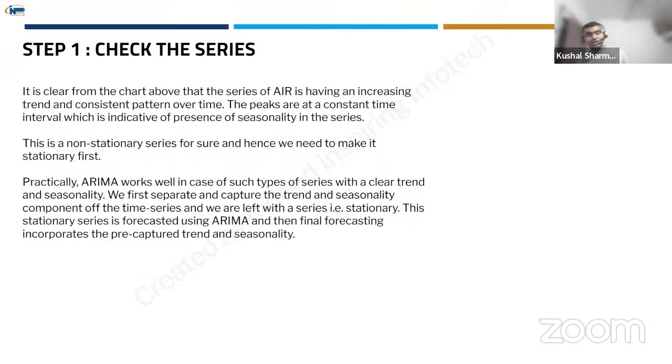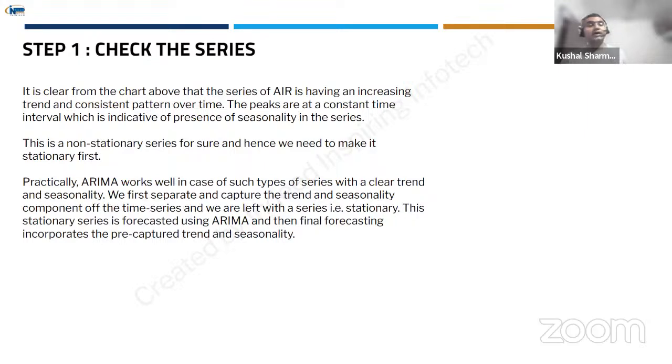Moving ahead, it is clear from the chart. What is clear from the chart? It is clear from the chart above that the series of air has an increasing trend and a consistent pattern over time. The peaks are at constant time intervals, which is indicative of the presence of seasonality in the time series. This is a non-stationary series for sure, and hence we would need to make it stationary first.